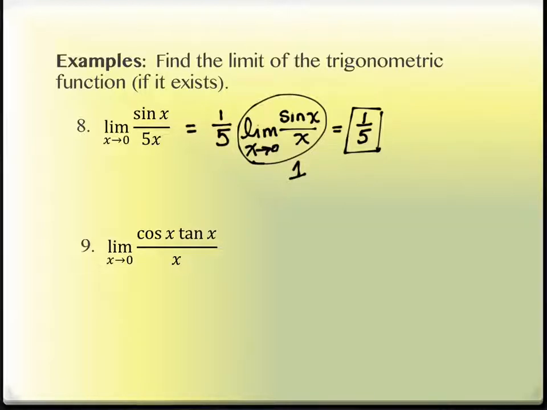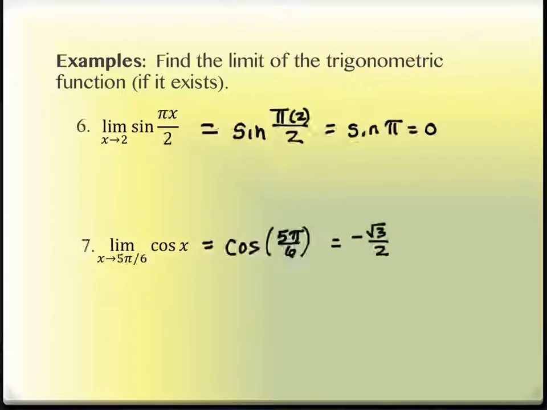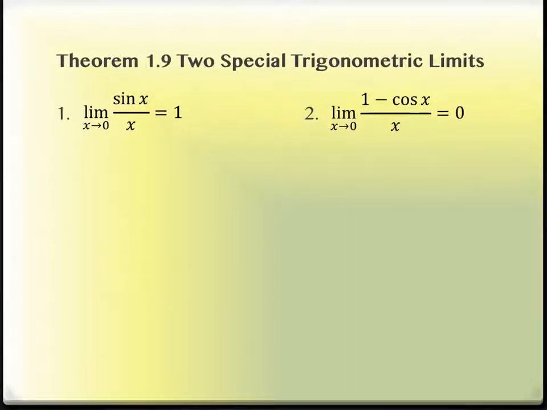Number 9. What happens on this one if I try to plug 0 in? Got a 0 in the denominator, right? It's no good. Cosine of 0 is what? It's 1. And what's the tangent of 0? It's 0. So if I try to plug this in, I have 1 times 0 over 0. That's not good, right? But it doesn't perfectly match either of these, like the other one. The other one almost felt like, oh, look, there's just a little extra 5 there, but otherwise it matches.